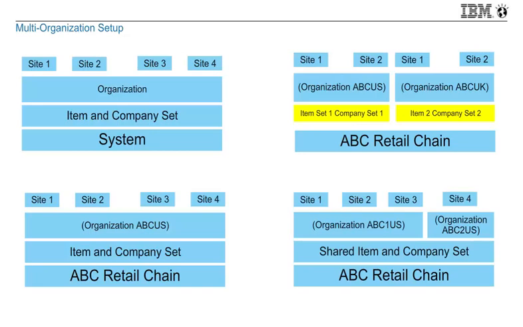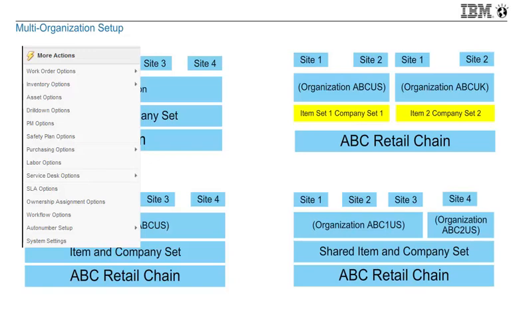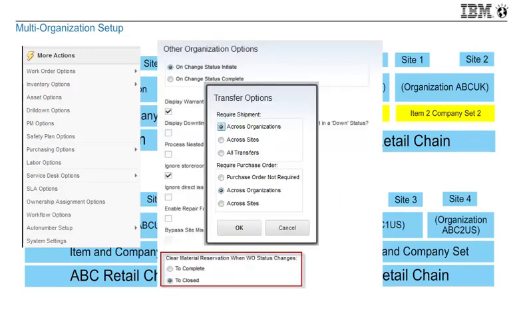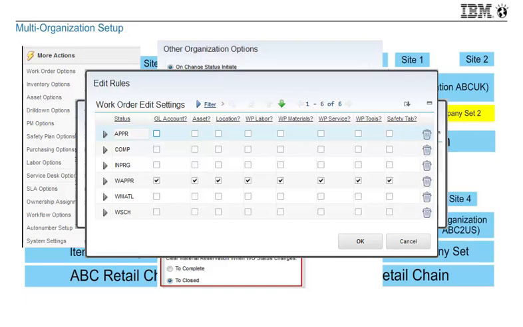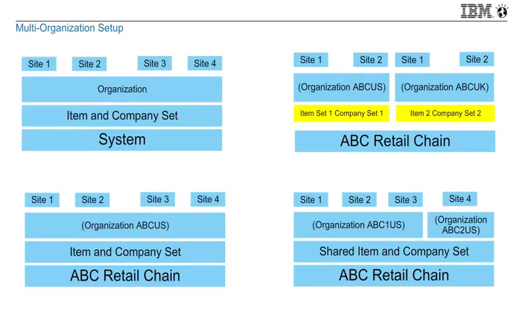There are specific organizational options that determine how Maximo handles such things as inventory reservations, requiring shipments, type of work done within the organization, or editing various sections of a work order when it is in a specific status. There are many other options.